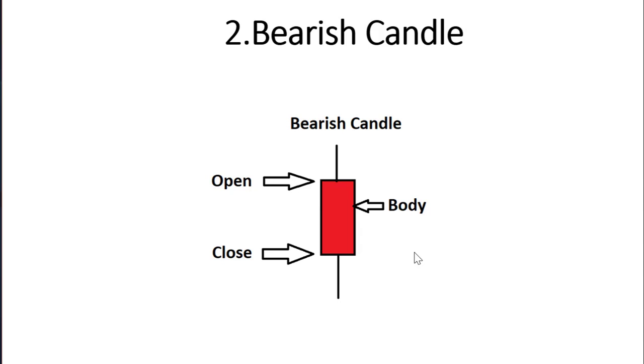Bearish candle. If the sellers are aggressive, they push the price down. Like in here, we opened at the higher part of the body and closed at the lower part of the body. Usually the body is red or black in the case of a bearish candle.